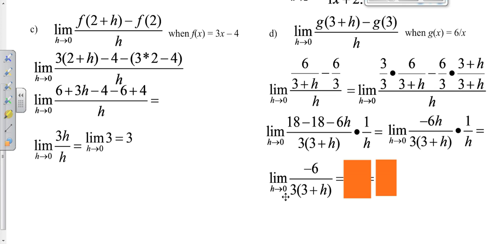Now we can actually go ahead and try plugging in 0. If we plug in 0 here for h, we'd have a 3 times a 3, which is 9. Negative 6 over 9 is negative 2/3.